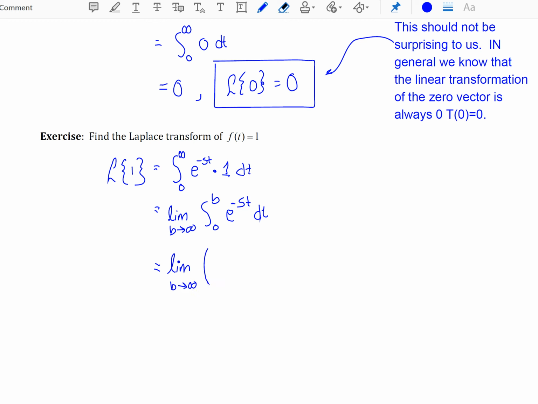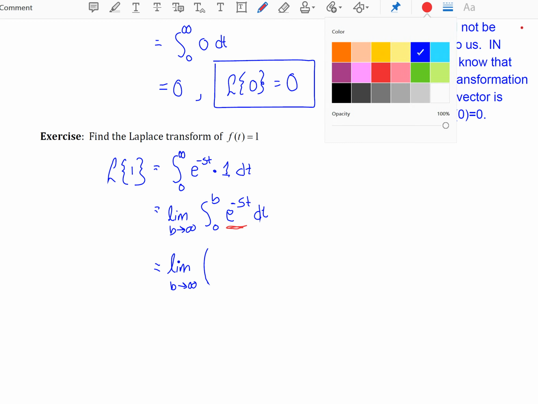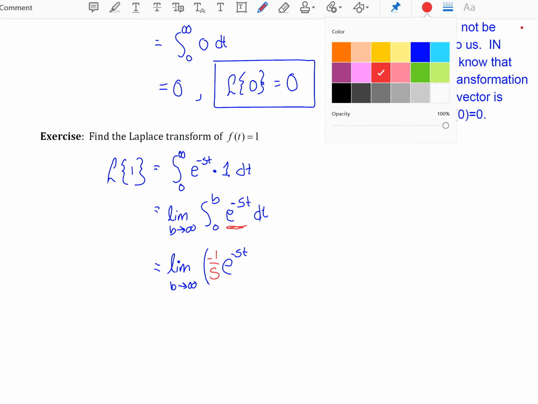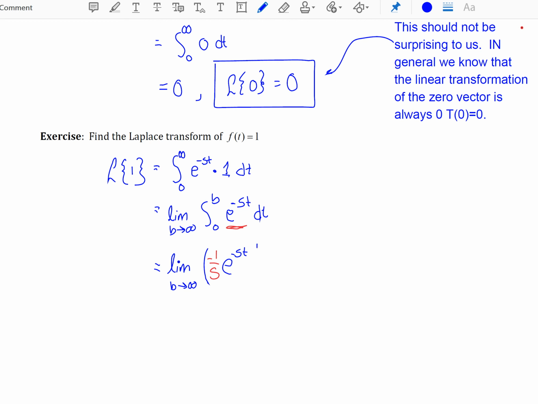Now, while technically the integral of e to the negative st is a u substitution problem, I think because it's the integral of e, this is one that I can guess. And so I believe the antiderivative of e to the negative st is e to the negative st. But because of the negative st in your exponent, I think we need to account for this by multiplying by the fraction negative 1 over s as a coefficient. And if you're unsure about this, take the derivative to verify.